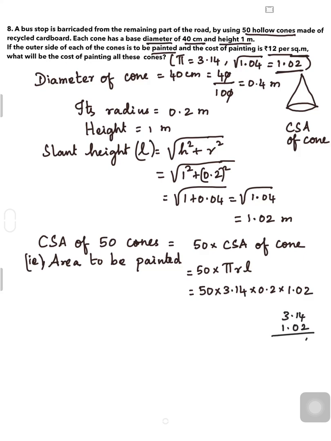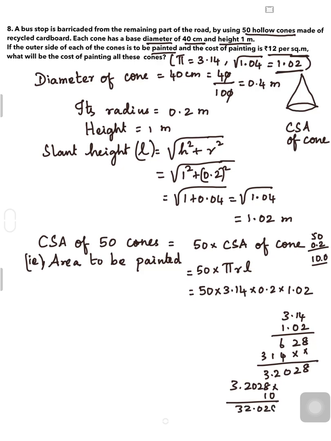3.14 into 1.02 first. We'll do this. So it is, after 4 decimal place, 3.2028. 3.2028 into 50 into 0.2, that is into 10, if we do, we will get 32.028. So this area has to be painted, that is 32.028 meter square. This much area has to be painted, 32.028 meter square has to be painted.